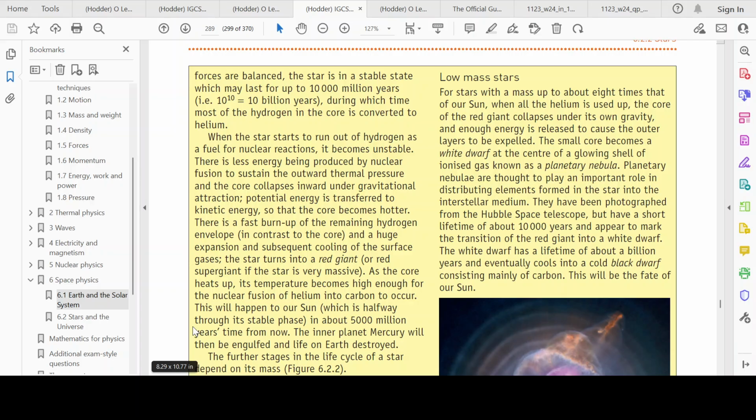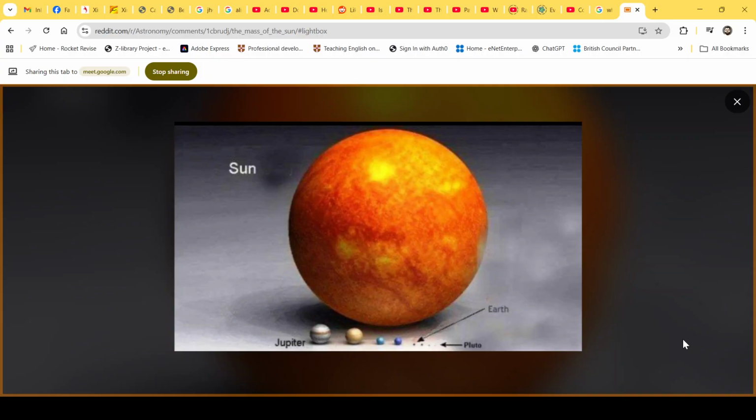And if we take a look at this particular image, yeah, this is an interesting one. Let me show it to you. When you talk about mass, that's the sun, and that's Jupiter, which is a giant, and you can see how small it is.